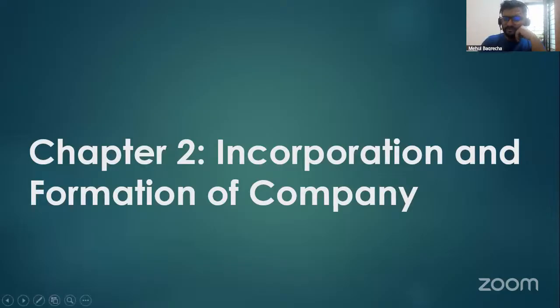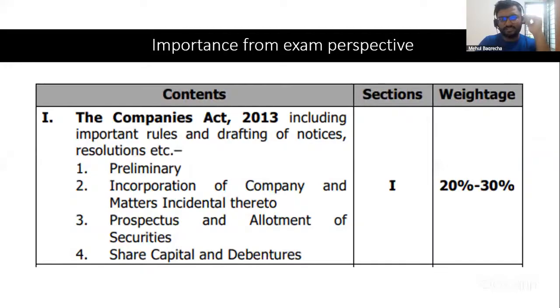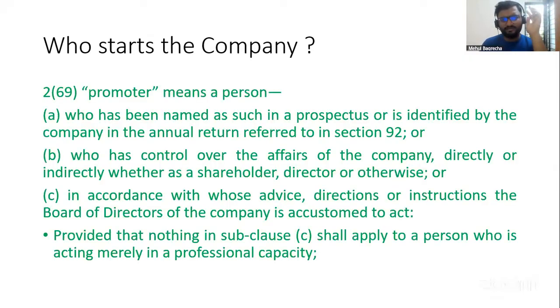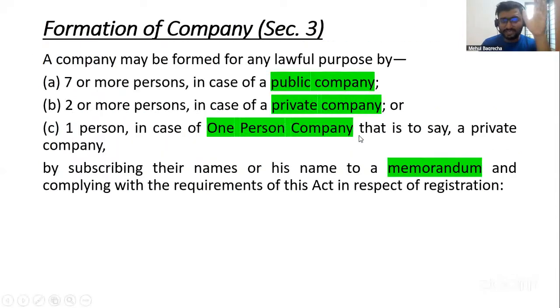Let's quickly revise whatever we have discussed so far, and then we begin with today's session. So we went on to understand what is the whole concept of promoter. We saw the types of companies that we have understood so far. The companies can be under section 3, subsection 1. Screen visible to everyone, right? All right. So section 2 clause 69 we've already discussed. Then we went on to understand what are the types of companies. It can be public company, private company, or OPC. Not sure how many of you remember. Subscribers to the memorandum comes in here, section 3 subsection 1.